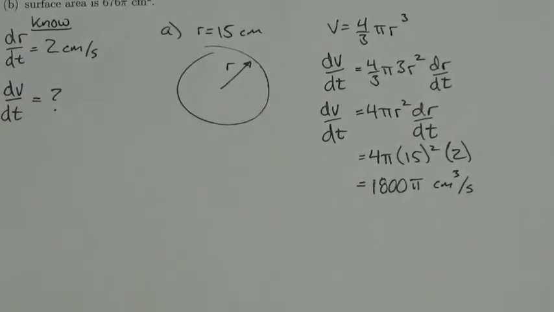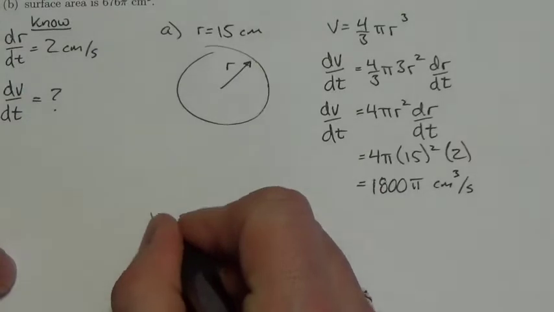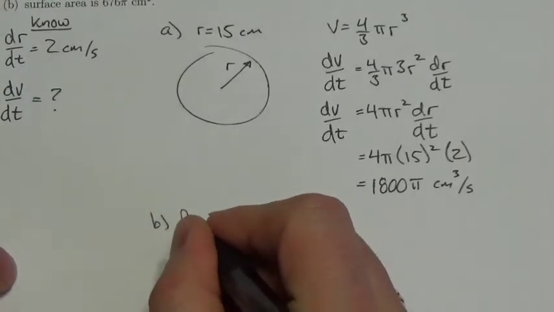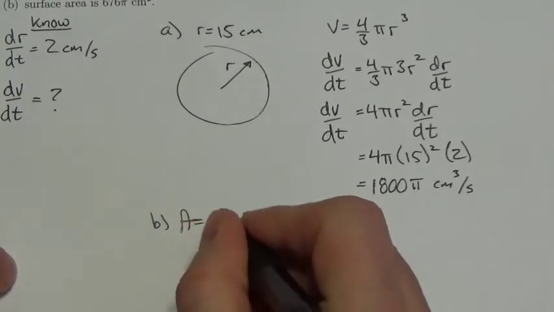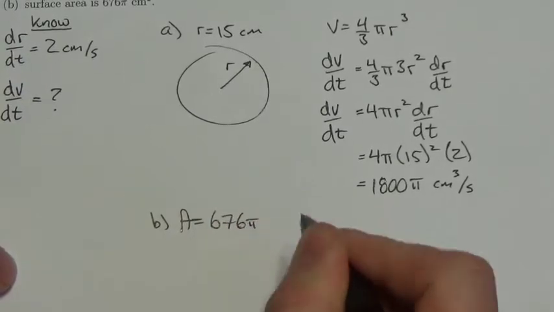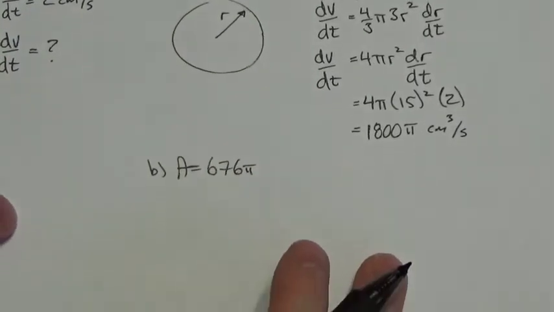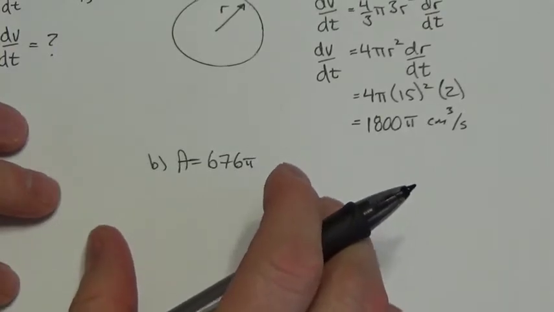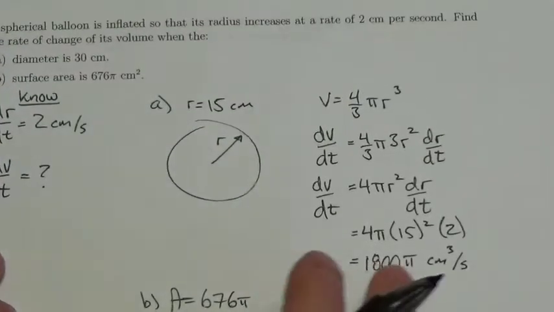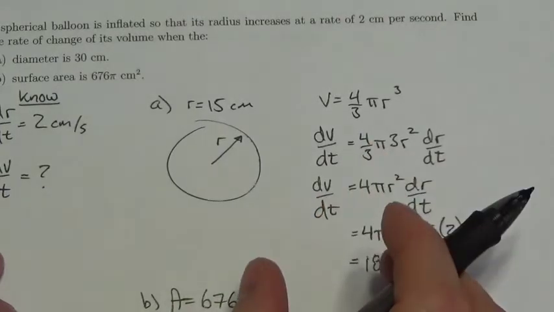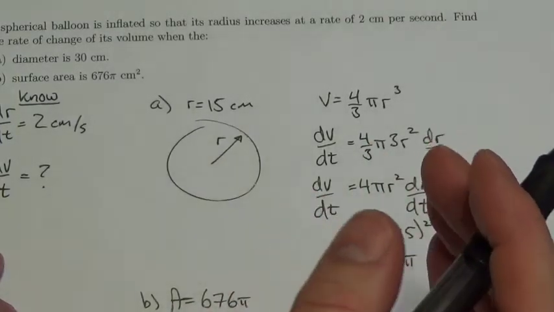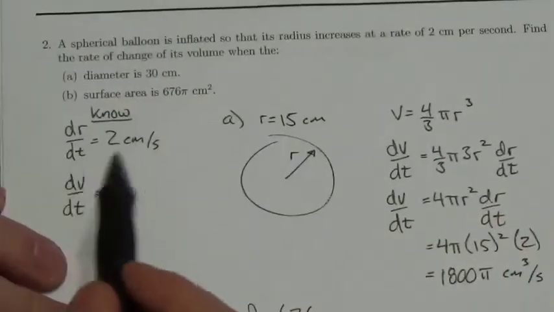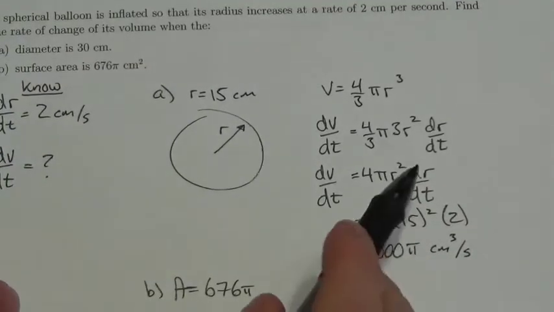Second half of this problem said, well, what if the surface area was 676 pi centimeters squared? Now, let's think about that. Why would they tell us that? What is it that I actually need to get dv by dt? Well, if you look at the previous question, what I needed was dr by dt, and I've got that, but I also needed the r.